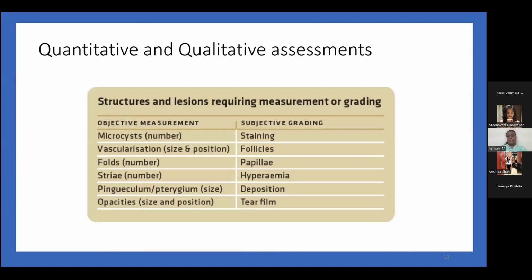So this I have discussed already. You have a few quantitative assessments and a few qualitative assessments. In case the condition noted is something which can be quantified, please make sure that you give the quantification, like, for example, the number of folds or number of microcysts that you notice, or the size of the opacity, whatever it is. If possible, give a quantitative assessment. And you have subjective gradings for papillae, follicles, all those gradings which you have. So give those gradings wherever applicable.